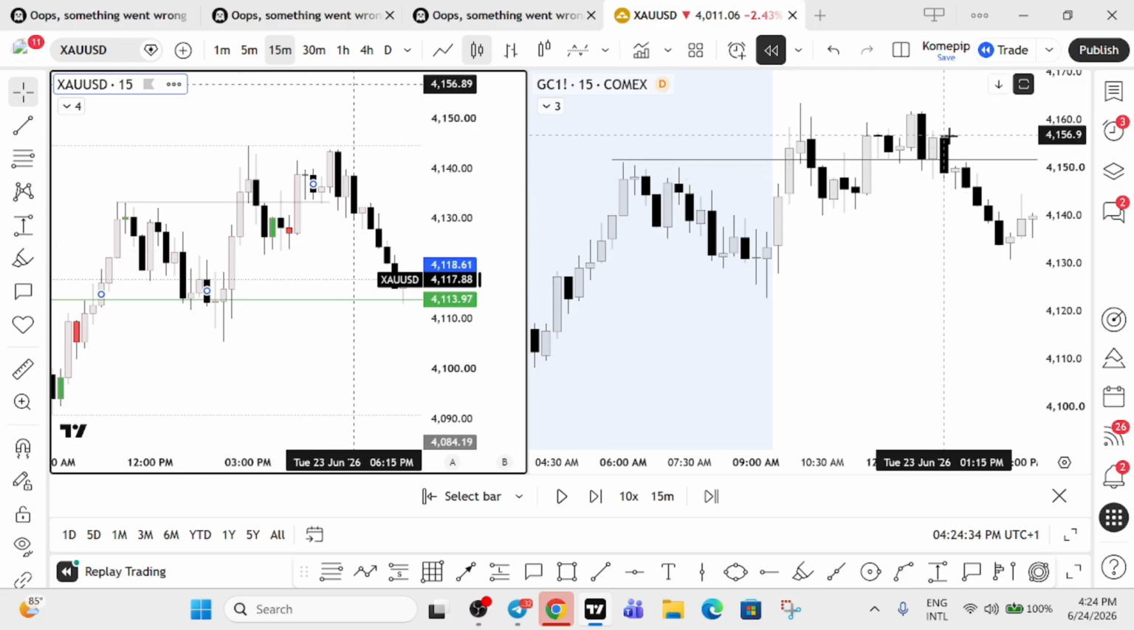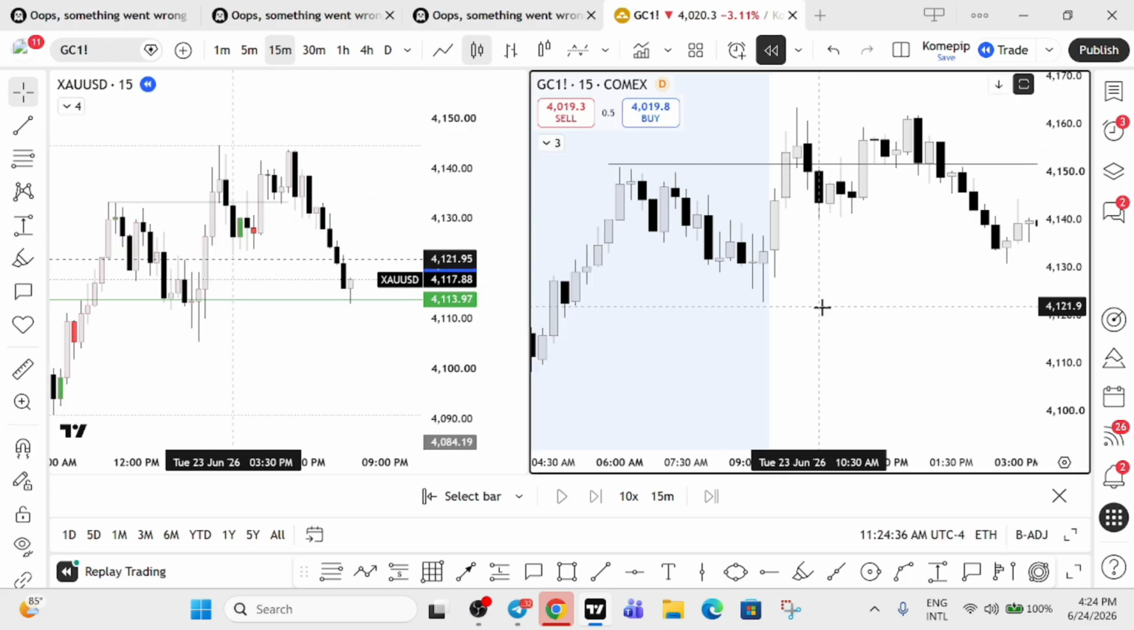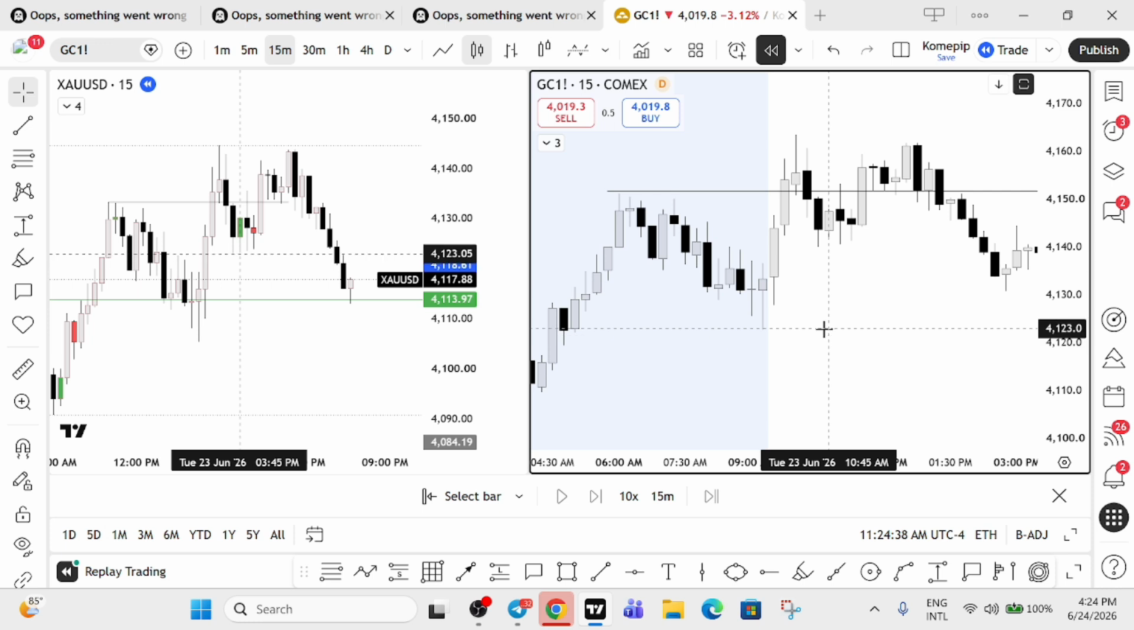This one on the right, this GC1, is the real pricing. However, it's not even the real one, because these are in affiliation with TradingView. TradingView does not give you the real data. It doesn't give you the raw data.